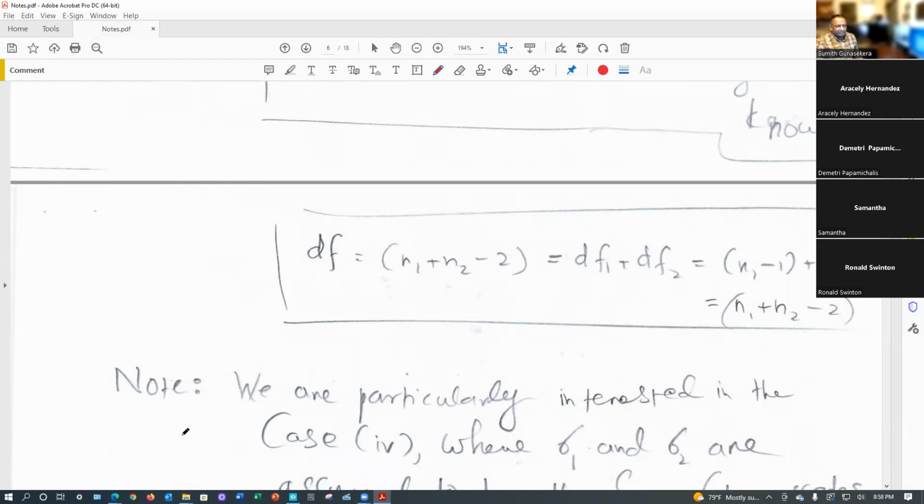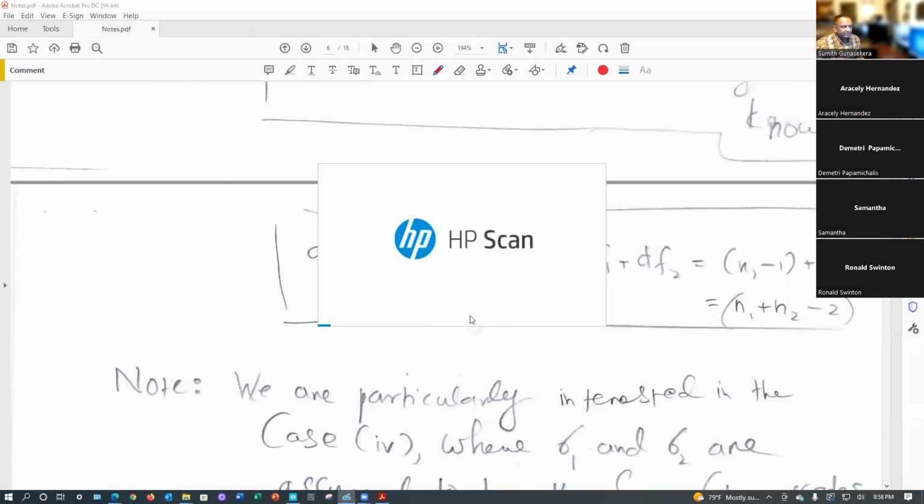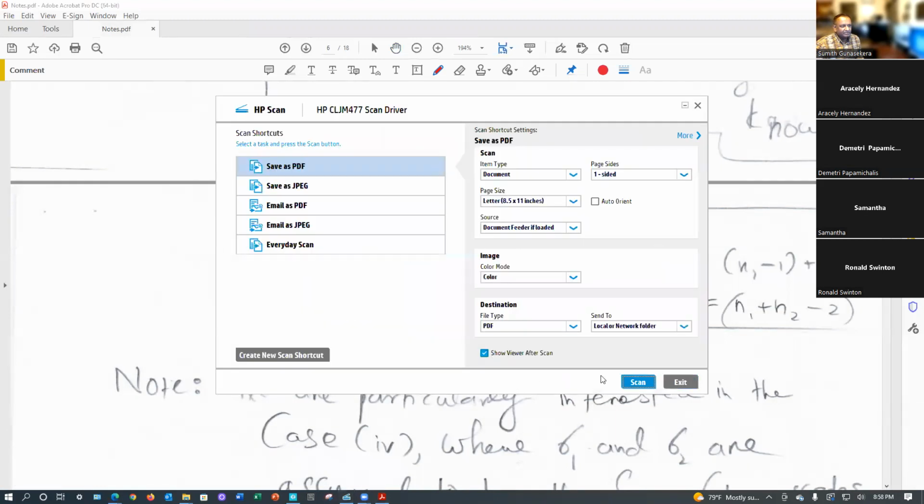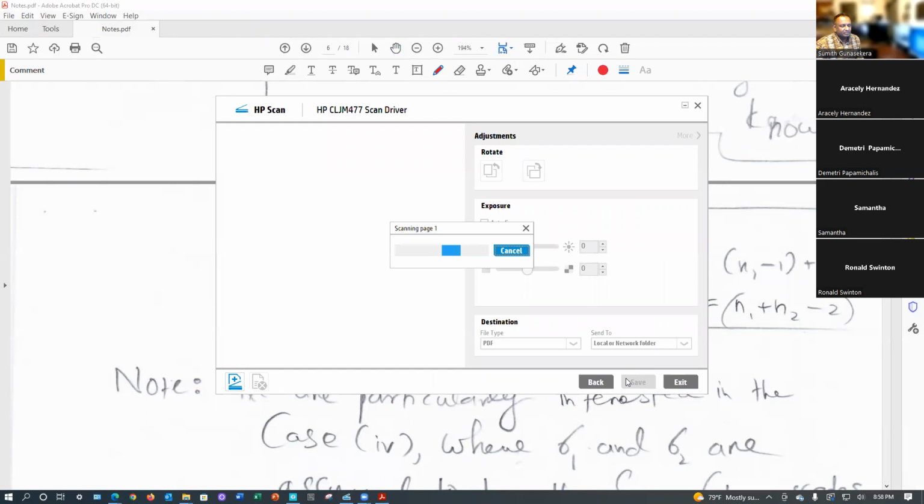Try to do the other page. Just one page and see. Now come. Yeah, that's the page I need.